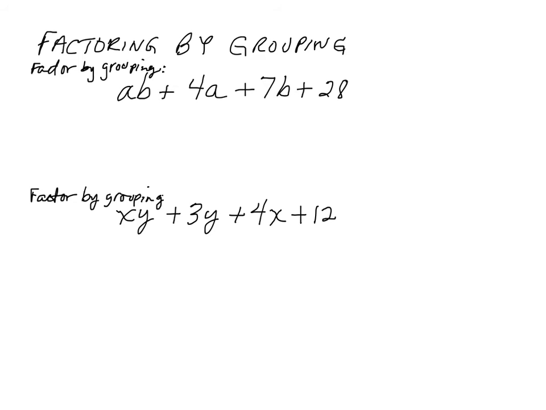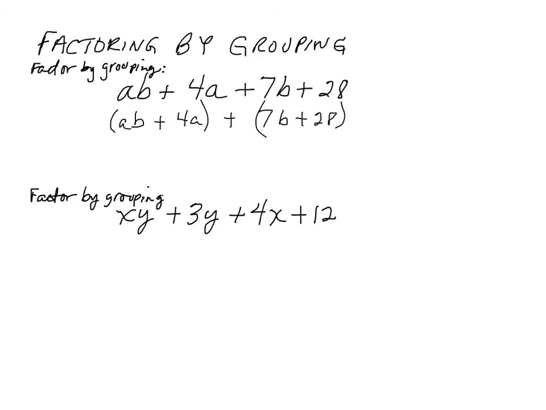Now watch what I do here. If I put ab plus 4a in parentheses, and I put 7b plus 28 in parentheses, I haven't changed anything about the problem by adding those parentheses. But what I've done is created 2 binomials that I can now factor the same way we've been factoring.